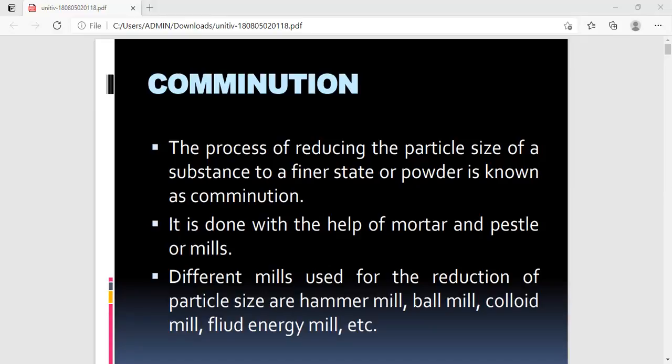The process of reducing the particle size of a substance to a final state or powder is known as comminution. It is done with the help of mortar and pestle or mills. So the different mills used in the reduction of particle size are hammer mill, ball mill, colloidal mill, fluid energy mill, like that.